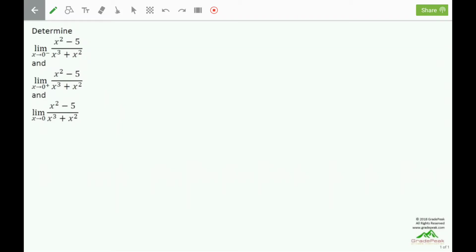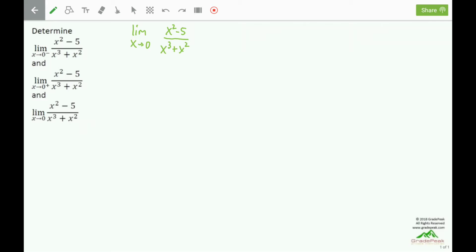Determine the left-sided limit and the right-sided limit and the two-sided limit as x approaches 0 of x squared minus 5 over x cubed plus x squared. Each of these involves the limit as x approaches 0 of x squared minus 5 over x cubed plus x squared.